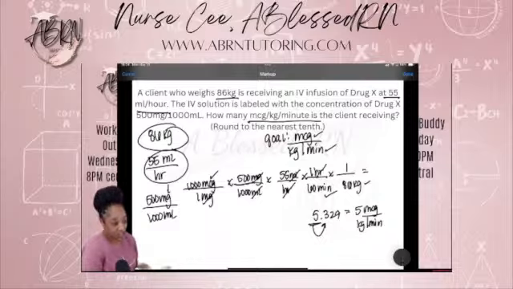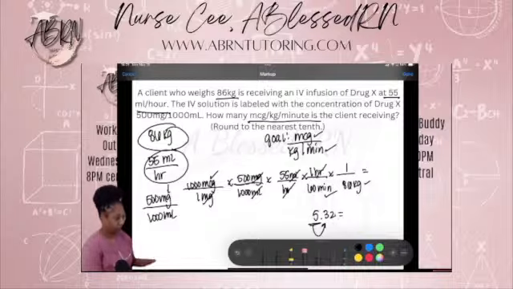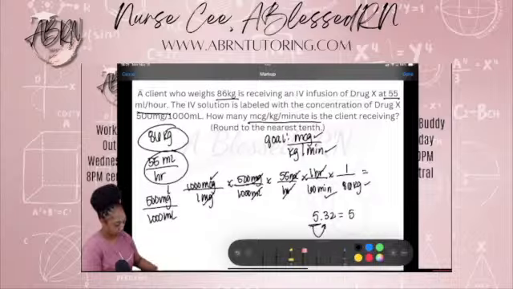So this one asks us to round to the nearest tenth. So if we round to the nearest tenth, what will our answer be? 5.3. Yep.